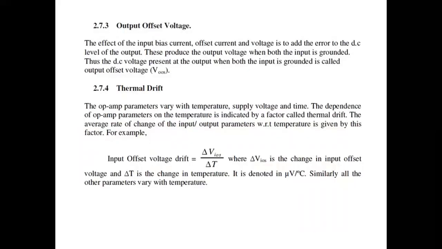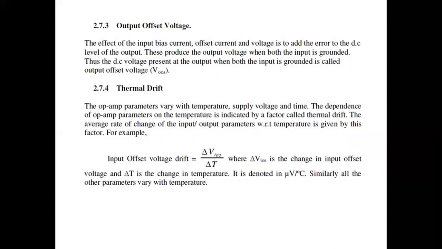As well, the output offset voltage is the effect of the input bias current, offset current, and voltage, which adds an error to the DC level of the output. This produces an output voltage when both the inputs are grounded. Thus the DC voltage present at the output when both the inputs are grounded is called output offset voltage.